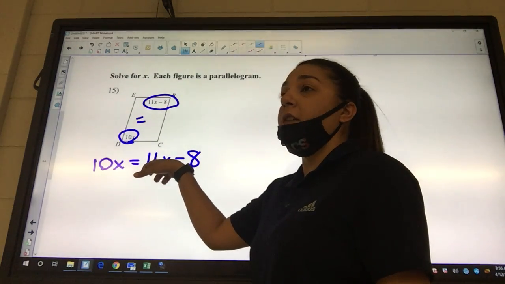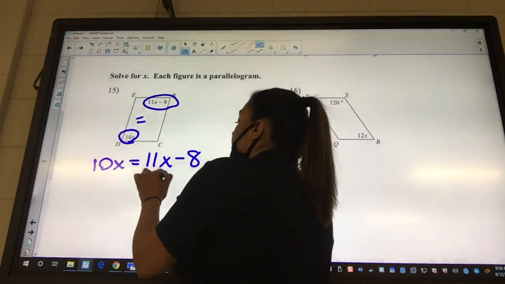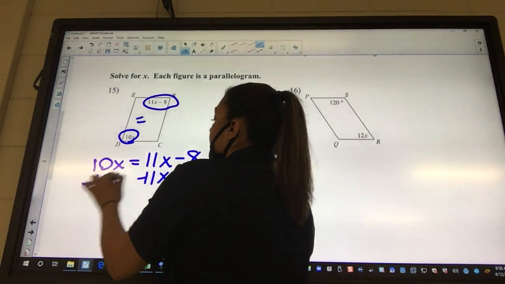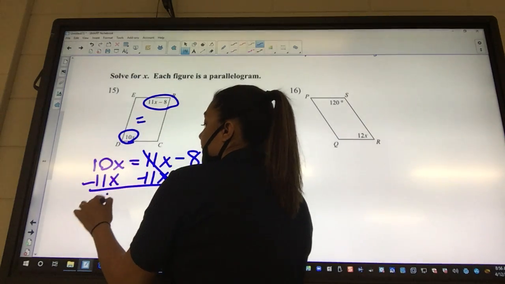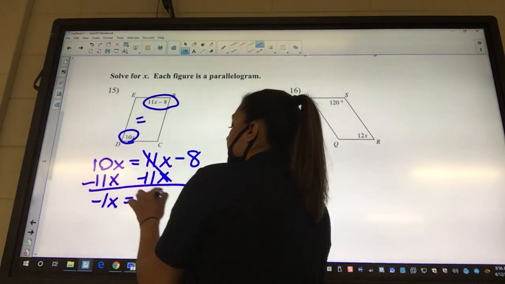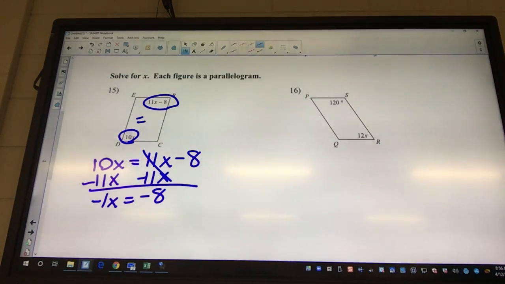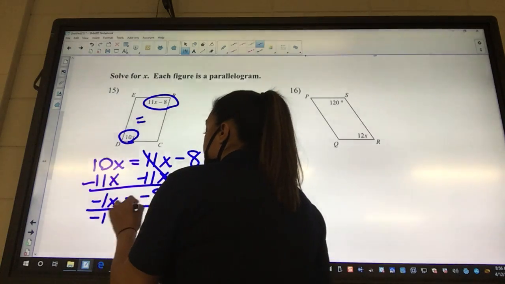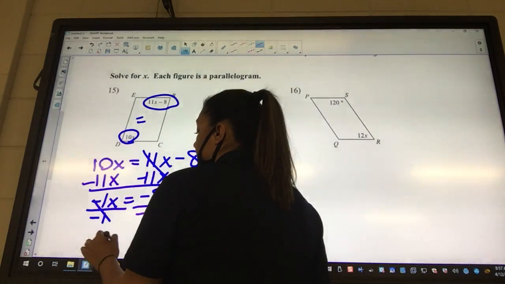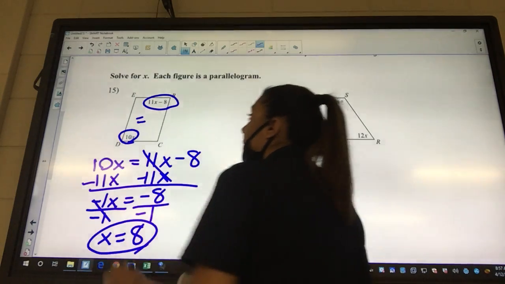I got 11x on that side, so that needs moved. How do I move that 11x? Minus 11x. Okay, so 10x minus 11x is going to be negative 1x equals negative 8. What's our last step? Divide by negative 1. X equals 8. What's a negative divided by a negative? Positive. X equals 8.